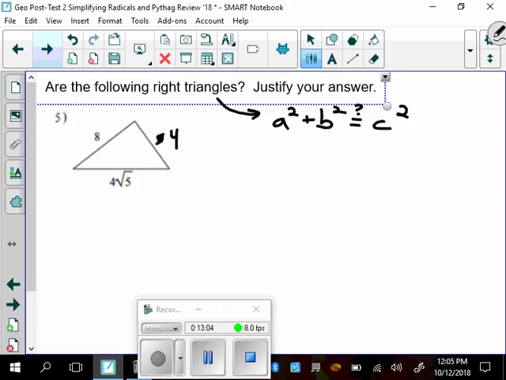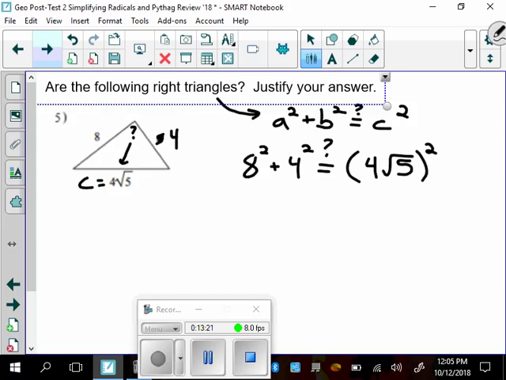So if I'm looking at it, it looks like right there would be my right angle. So that would make 4 radical 5 my hypotenuse. So I'm asking myself, does 8 squared plus 4 squared, does that equal 4 radical 5 squared? Again, really important that you type that in your calculator using those parentheses. But please put both of these in your calculator to see if they work.